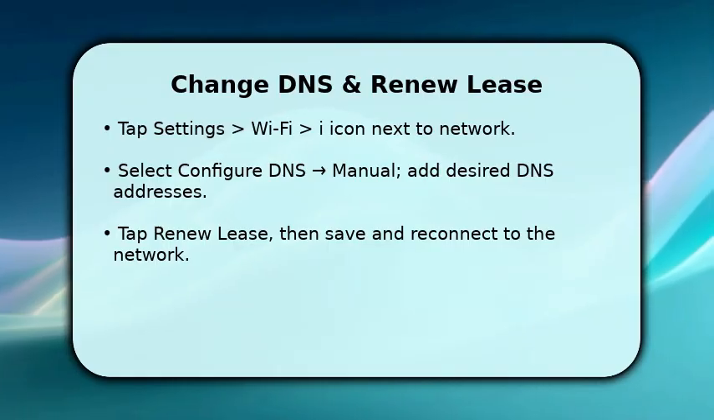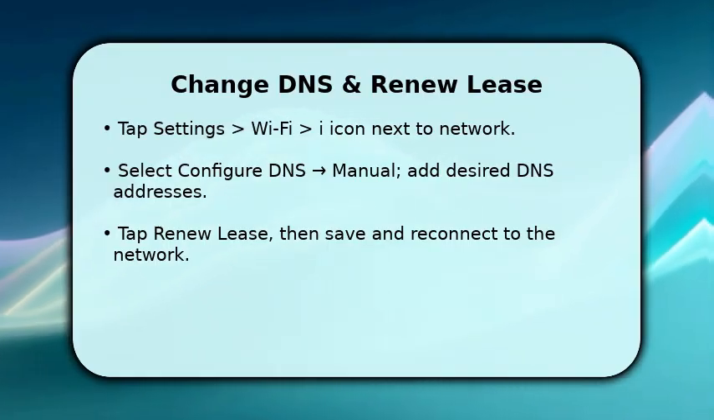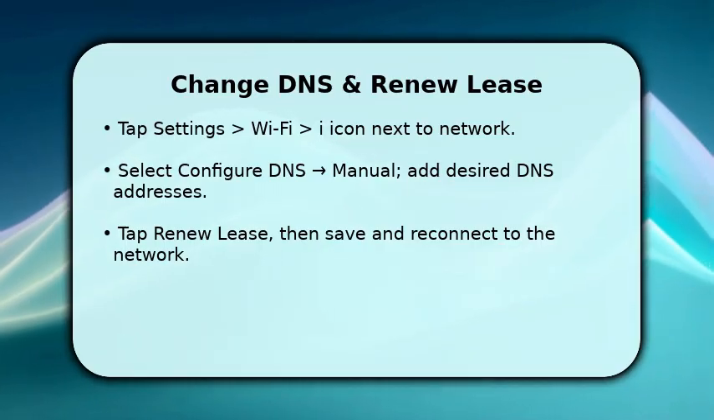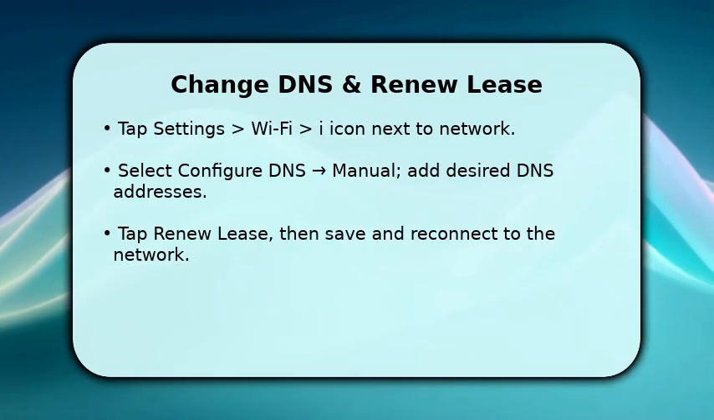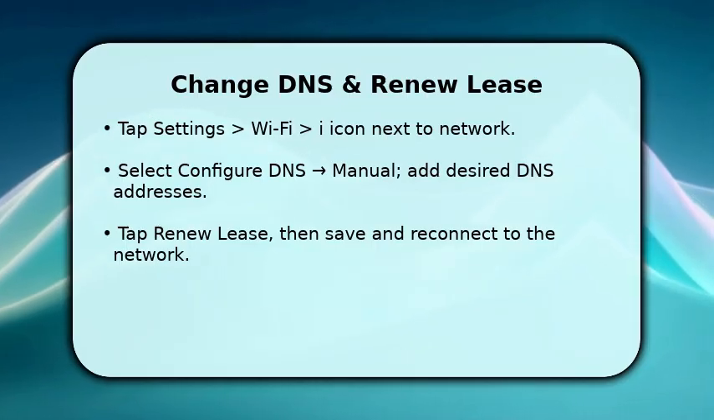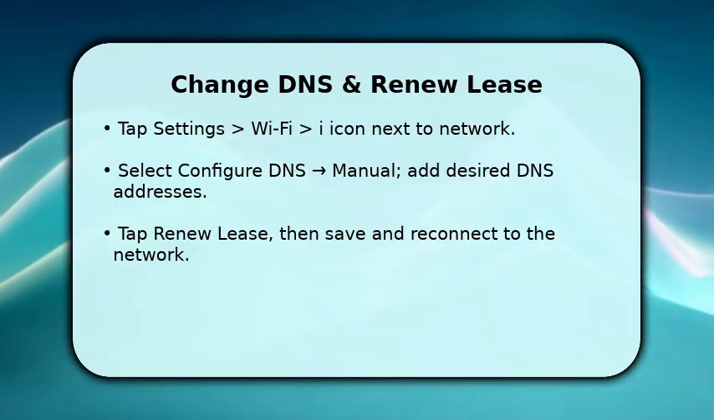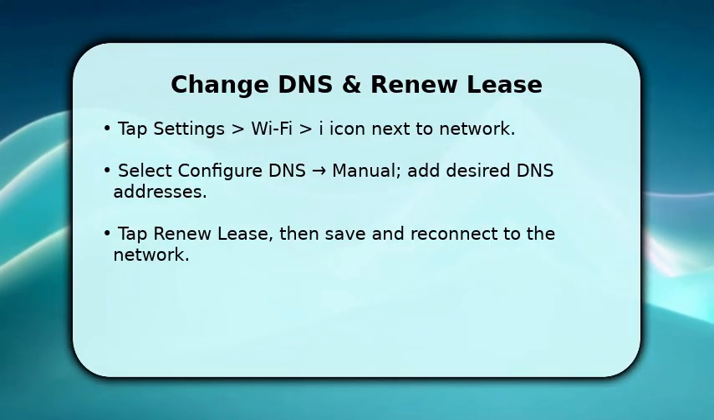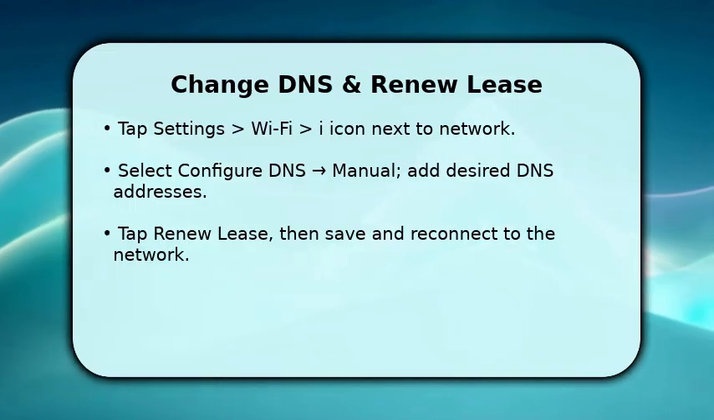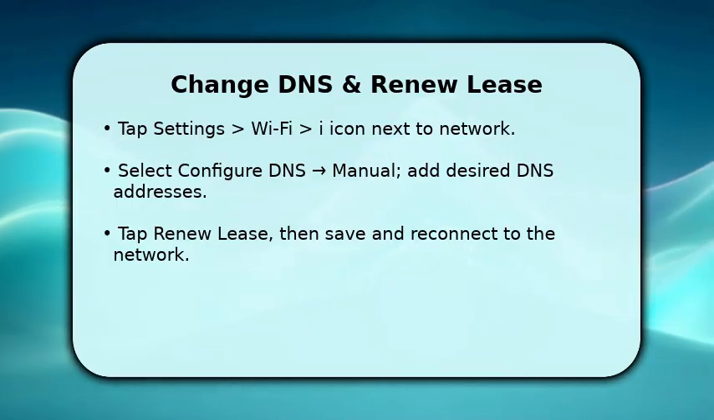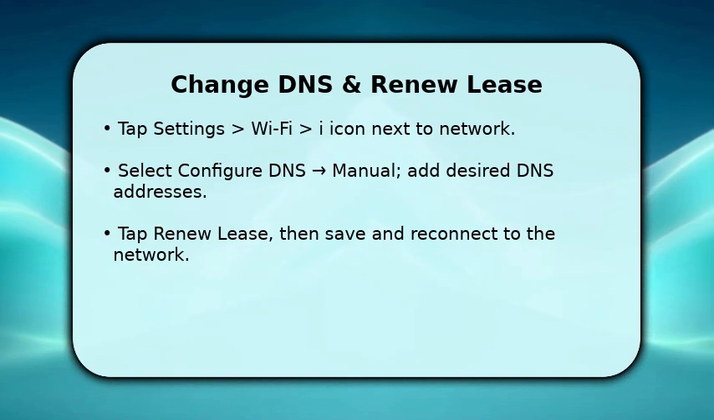Tap Settings, choose Wi-Fi, then the small i next to your network. Select Configure DNS and switch to Manual, remove any existing entries and add 1.1.1.1 or 8.8.8.8 as needed. After adding, tap Renew Lease to force the phone to ask the router for new network details. Make sure to save changes and reconnect. This forces the iPhone to use the new DNS and discards the old cached lookups.